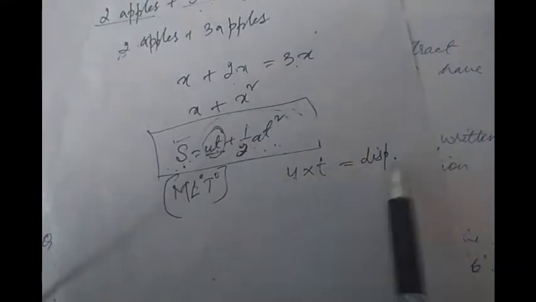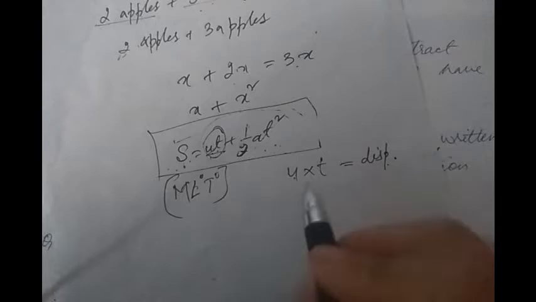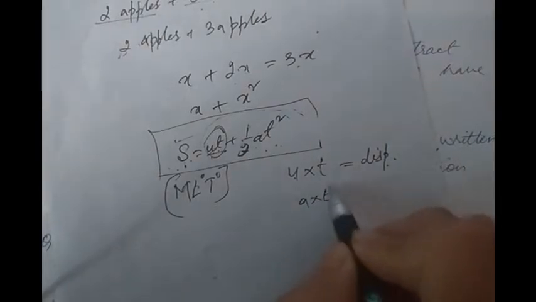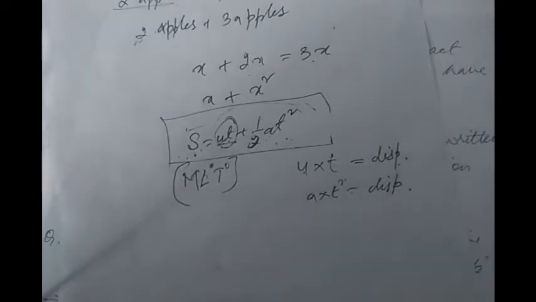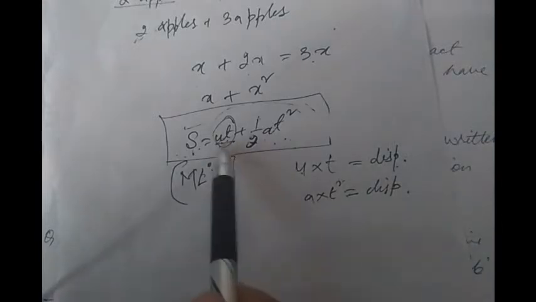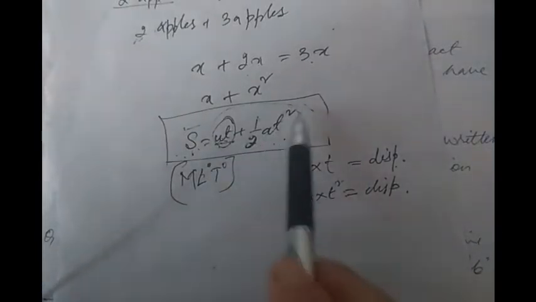So velocity into time gives us displacement. Likewise, acceleration into time squared is again displacement. You can check this yourself. Acceleration into time squared is also displacement. All right, so therefore ut is also displacement, at squared is also displacement.